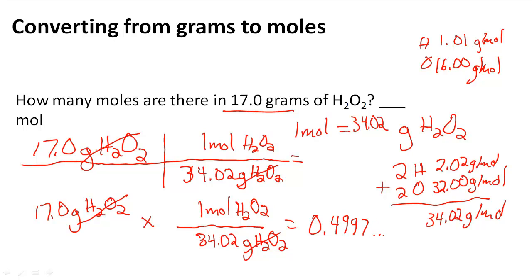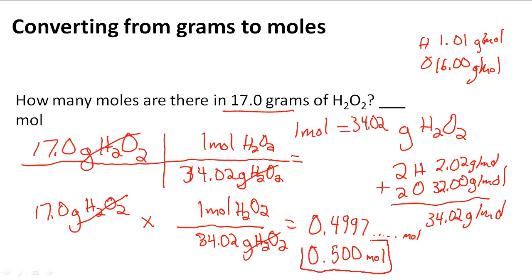which is going to give me an answer of 0.499706 and a couple of other numbers, but we know that we want just 3 significant digits because that's what we started off with. So it's actually going to end up being 0.500 moles of H2O2. So that's what our answer is going to be.